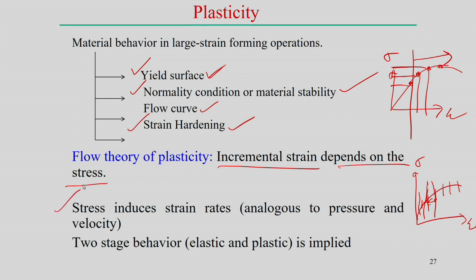Now, normally we use the stress induces the strain rate, which is analogous to the pressure and the velocity. So, if there is a pressure difference, then only fluid flows with a certain velocity. So, here also stress induces the strain rate, and strain rate also has some influence on the plastic deformation behavior. Therefore, two-stage behavior, elastic and plastic, is normally implied, and of course we normally do the elastoplastic analysis.